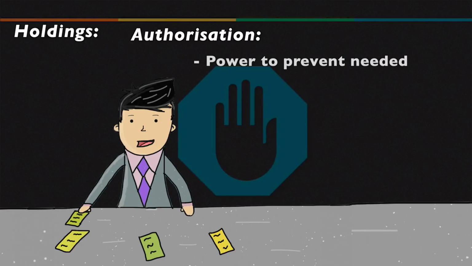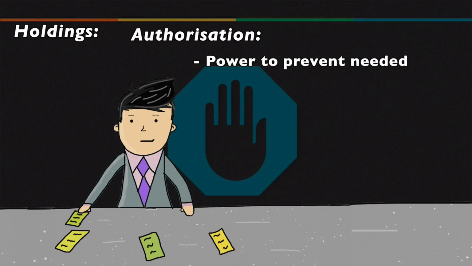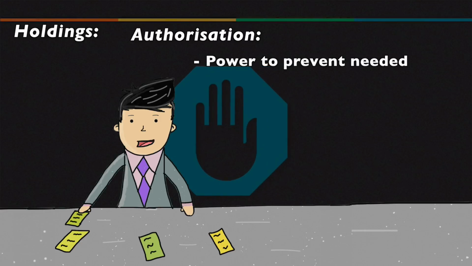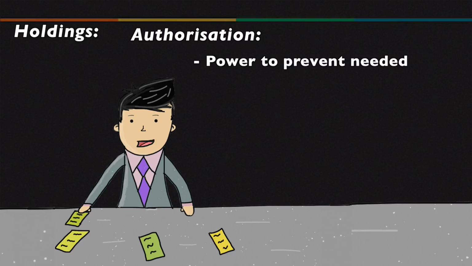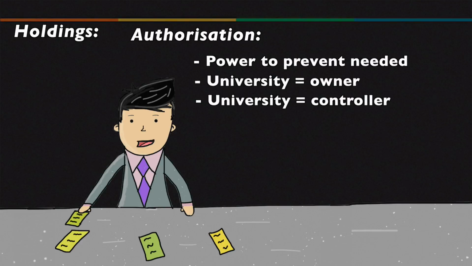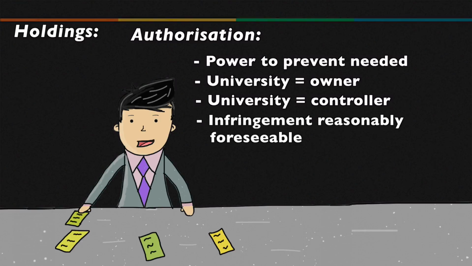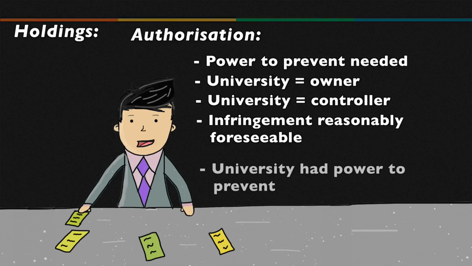The court also stated that a person cannot authorise an infringement without first having the power to prevent it. The court reasoned that the university was the owner and controller of the library and the photocopying machines, and it was reasonable to know or suspect that infringement may occur. Therefore, they had the power to prevent infringements.